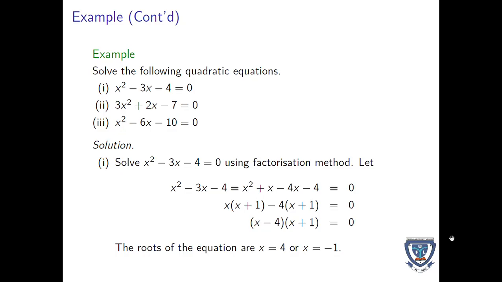So the first one, we are going to solve it using the factorization method, and that is what we have there, x squared minus 3x minus 4 equal to 0. We are going to look for two numbers such that when you multiply them you get minus 4, but when you sum them up you have minus 3. So those two numbers are 1 and minus 4, and you put them in the middle there.